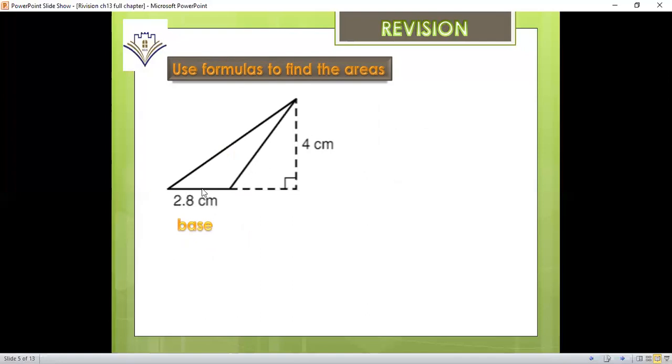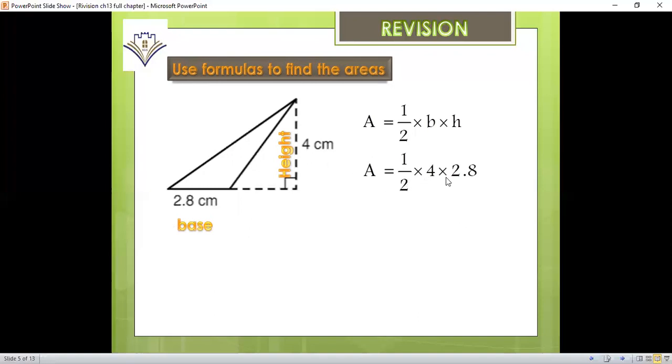And the perpendicular means the line between the base and the opposite vertex. This is our base, and the opposite vertex is this one. The line from the base to the opposite vertex means height. Then the height is 4 centimeters. Now we have base and height. By substituting in our rule, area is equal to half multiply base multiply height. Then half multiply 2.8 multiply 4.